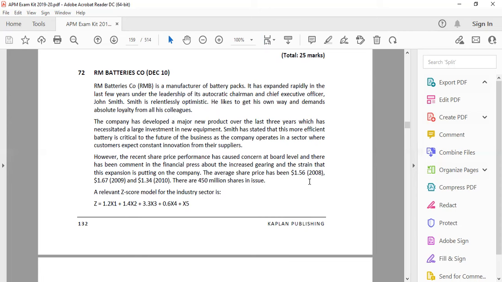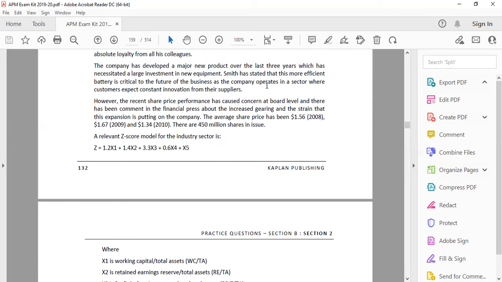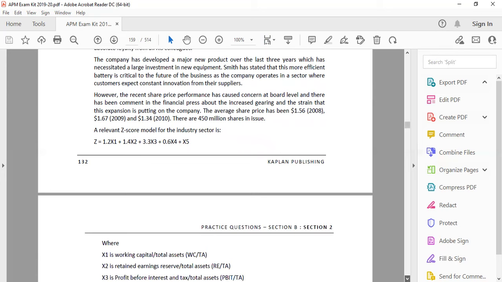However, the recent share price performance has caused concern at board level, and there has been comment in the financial press about the increased gearing and the strain that this expansion is putting on the company. The average share price has been 1.56 in 2008, 1.67 in 2009, 1.342 in 2010. There are 450 million shares in issue.